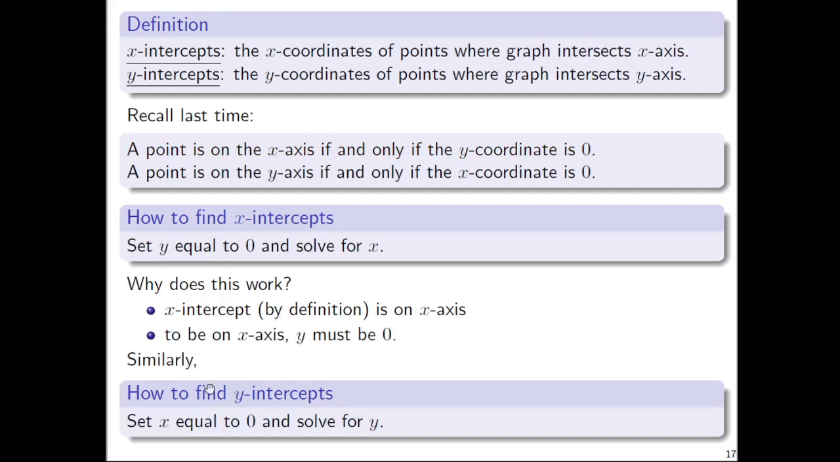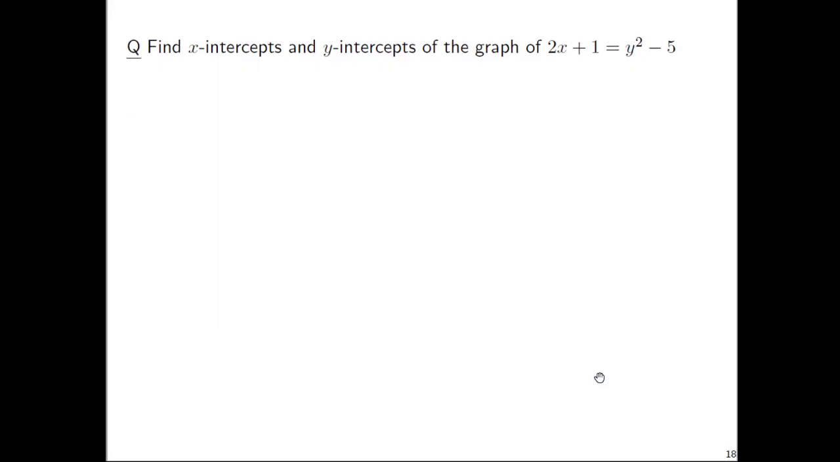Similarly, in order to find y-intercepts, you set x equal to 0 and then solve for y. This all sounds so backwards, but it goes back to things that we've already seen. It seems a little counterintuitive, but to find y-intercepts, you set x equal to 0. To find x-intercepts, you set y equal to 0. So let's try this in an example.